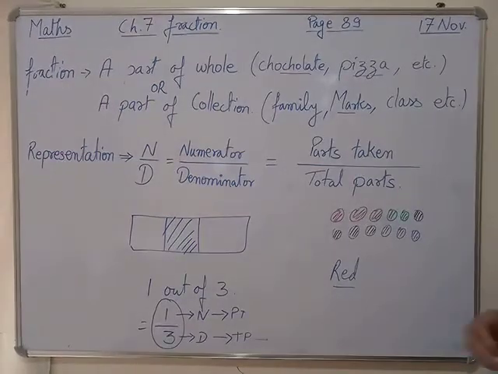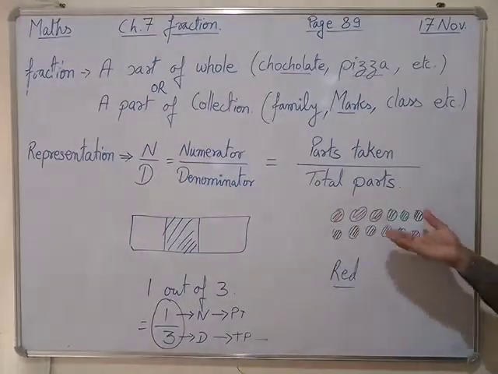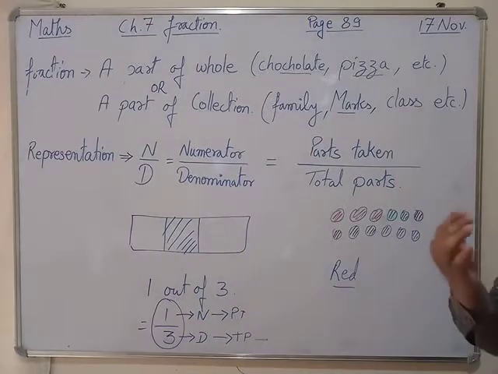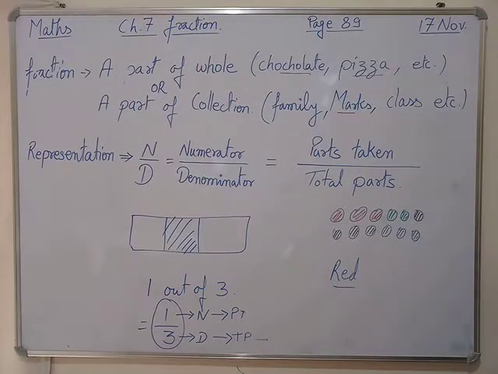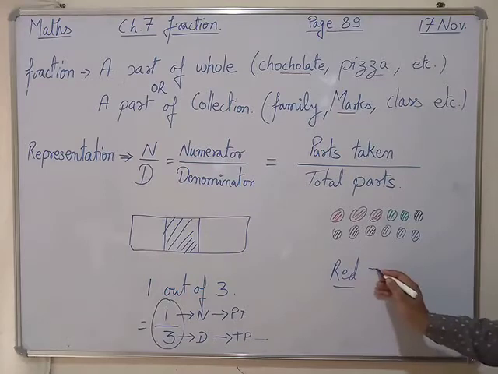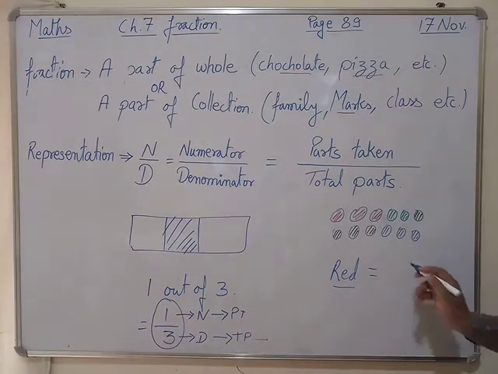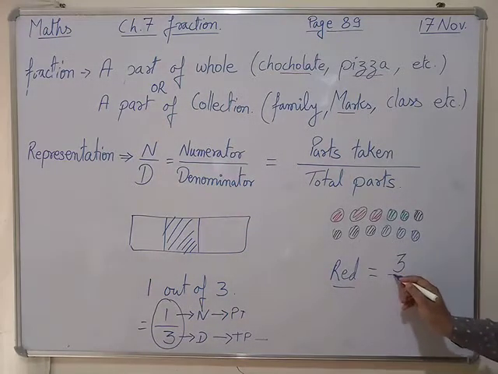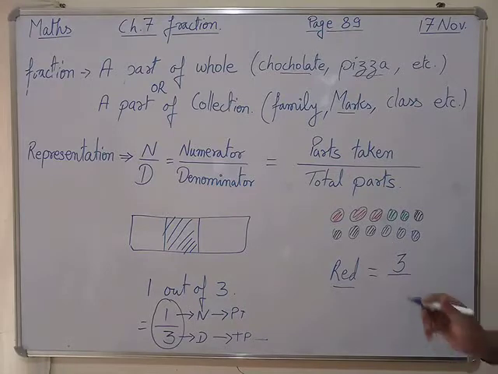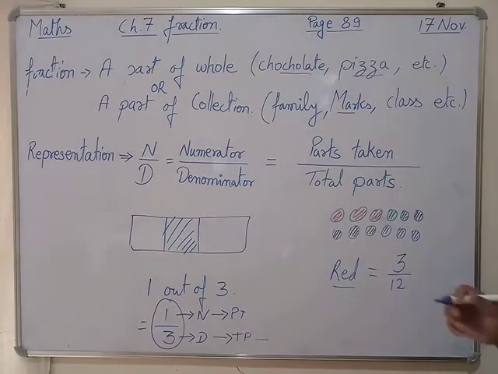if you have taken the red balls from this collection as a part, then how will you represent the red balls in this? How many red balls are there? 3. And how many total balls are there? 12. This is the representation for red balls.